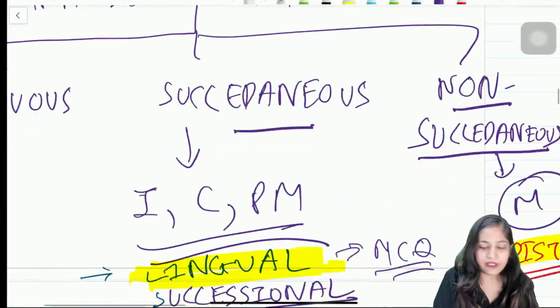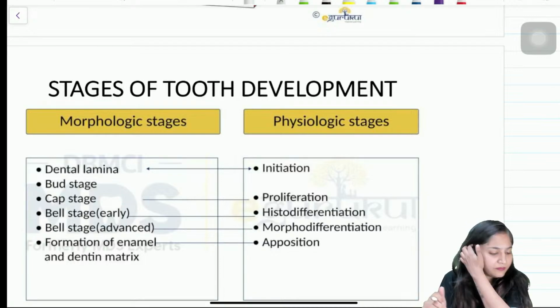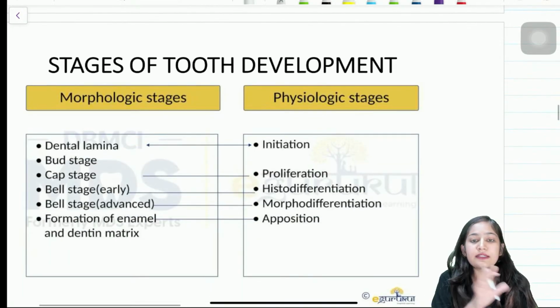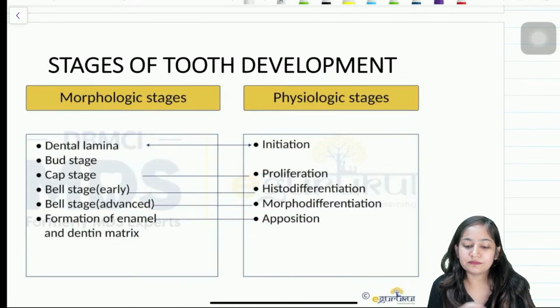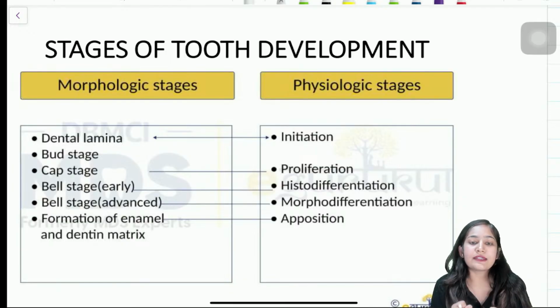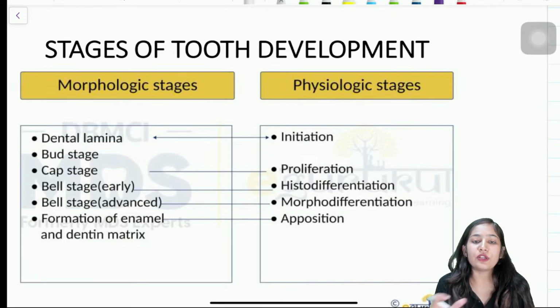Okay, so can we start with stages of tooth development? This is the basic of our tooth development. Initially, how is the tooth development forming? Basically, it is developing by the interaction of ectomesenchyme, by the proliferation of the ectodermal cells under the influence of the underlying ectomesenchyme, leading to the formation of primary epithelial band.